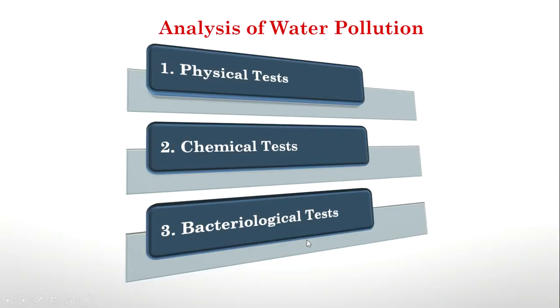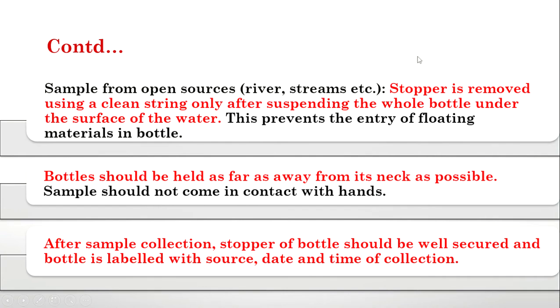Another thing is, when we are collecting water from an open source, we have to insert the entire bottle into the water, using a clean string, suspending the whole bottle under the surface of the water. You shouldn't remove the stopper before collecting the sample. So you have to first dip the entire bottle into the water, and after that you can remove the stopper by means of some string. That is the thing that you have to note.